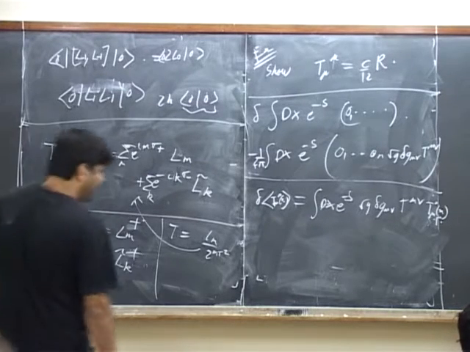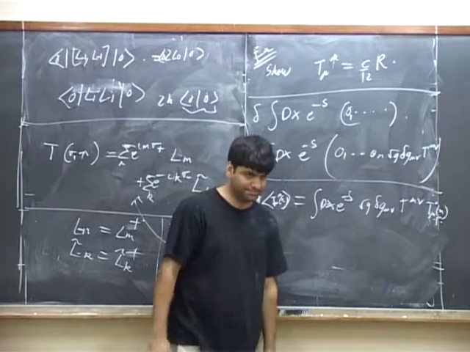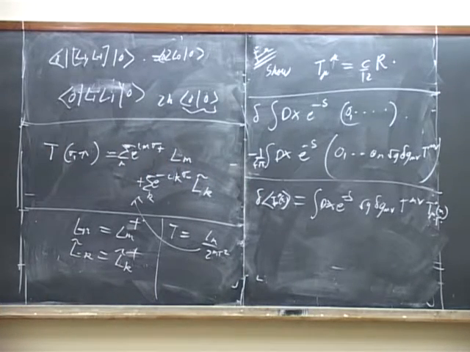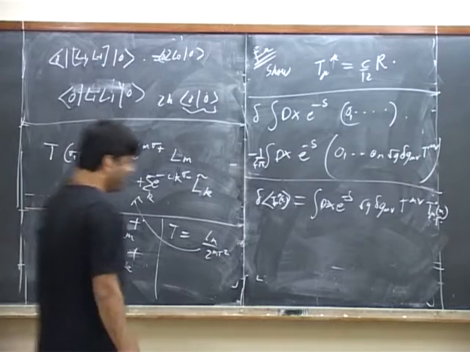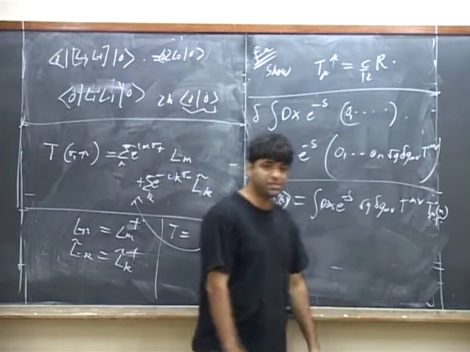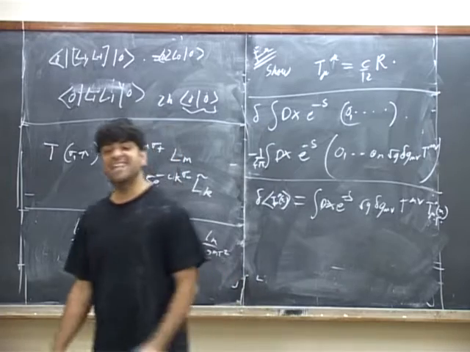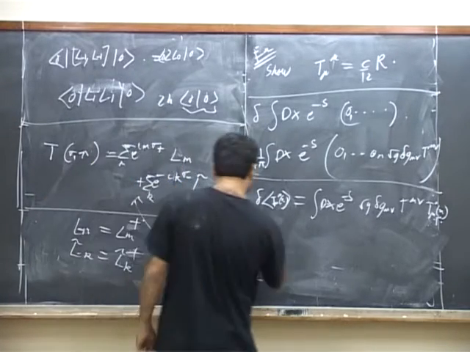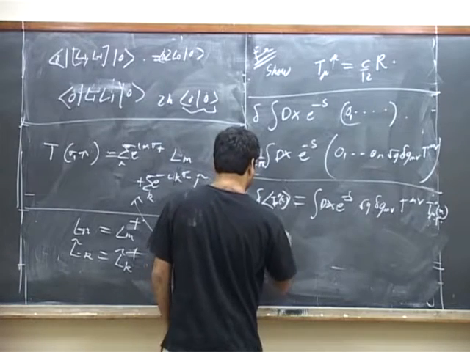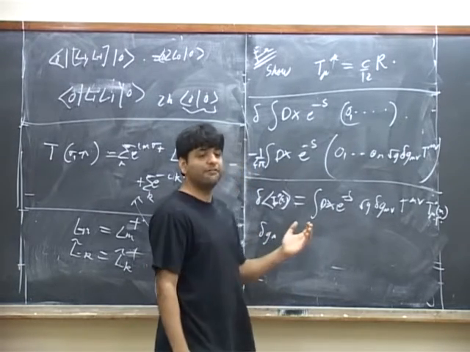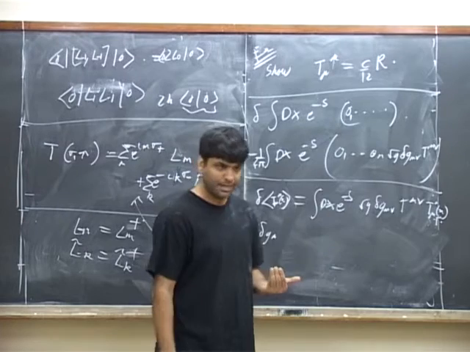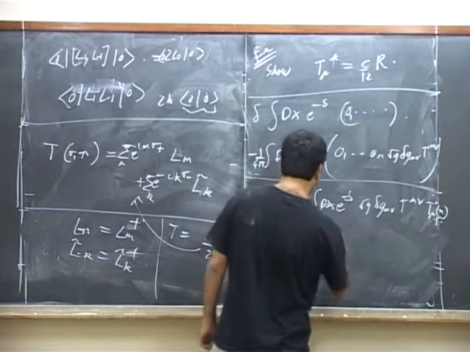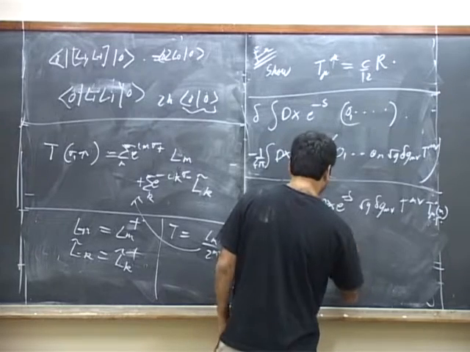Okay. Now the next step. What I'm going to do is to choose a particular form of this delta g. I'm going to choose delta g mu nu. I'm going to work around flat space and choose delta g mu nu to be equal to e to the power 2 omega times g mu nu.